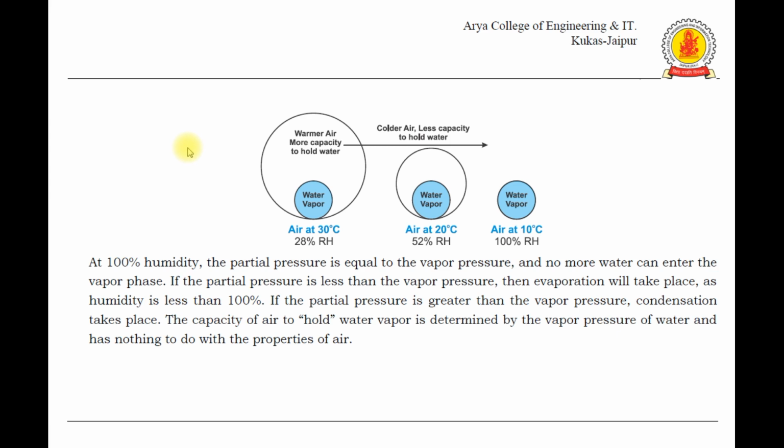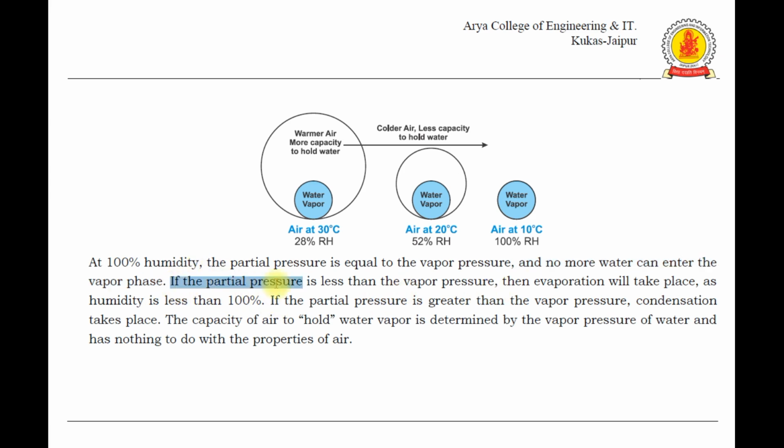Now air at a temperature has a certain limit on how much moisture it can hold. At 100% humidity, the partial pressure is equal to the vapor pressure and no more water can enter the vapor phase. Water cannot evaporate if humidity is 100%. That is why we feel very uncomfortable when the humidity is high. In hot weather, when rain is falling, we feel very uncomfortable as our sweat cannot evaporate and our body cannot cool.